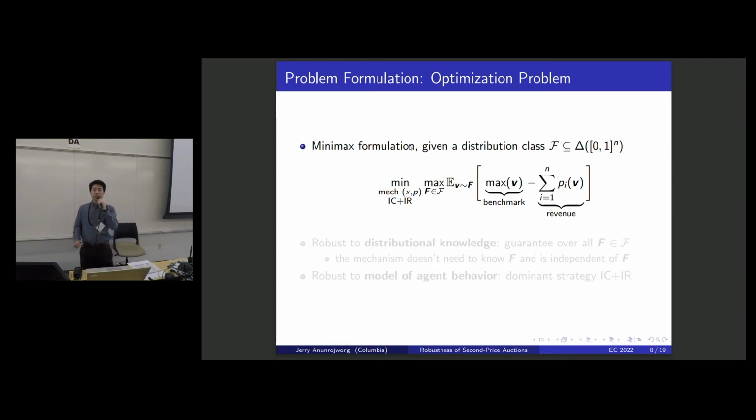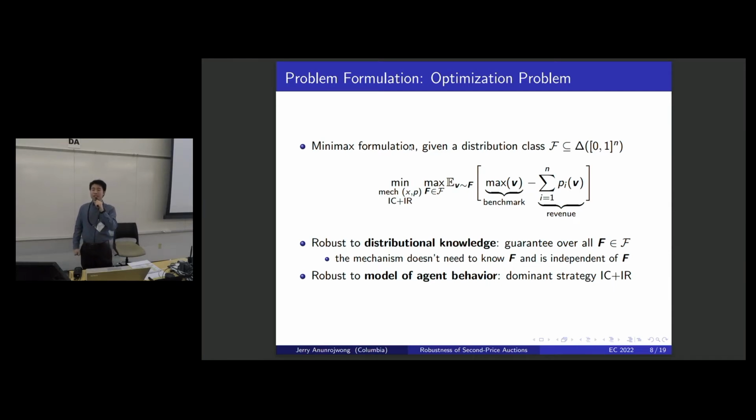We can now put all the ingredients of the problem formulation together and write the problem mathematically. Given a distribution class F, the seller moves first and chooses a dominant strategy incentive compatible mechanism. Nature then moves second and chooses the distribution F, such that the seller wants to minimize the regret and nature wants to maximize the regret, where the regret is the expectation over F of the difference between the benchmark revenue and mechanism revenue. This is robust in two ways. First, it is robust to distributional knowledge because we have a guarantee over all F in a given class. The mechanism doesn't need to know F and is independent of F. Secondly, it is robust to models of agent behavior because of the dominant strategy.